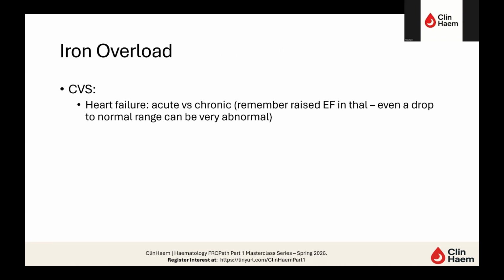And it causes mortality by a few mechanisms, either by heart failure, which can be acute or chronic. We have to remember, and they're likely to trick you in the exam by giving you a normal ejection fraction of a patient with thalassemia who is in heart failure, but they have a high output cardiac state, so their ejection fraction is normally quite high. So even an ejection fraction in the quote unquote normal range should make you very worried.